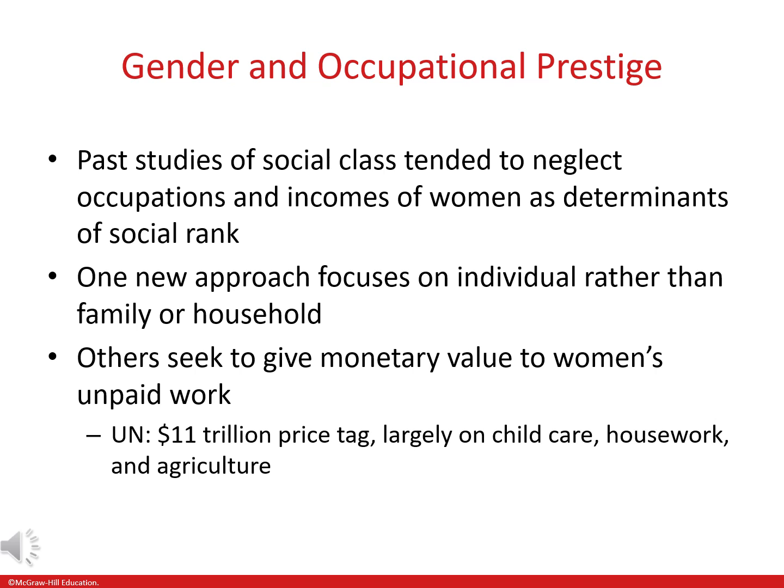Gender and occupational prestige. Past studies tend to neglect the occupations that women would usually take. So a new approach focuses on the individual rather than the family or household. Instead of looking at family income, we can put more of a monetary value on the work that women do at home. Sometimes a woman could be a therapist to the family members. She could be the cook, the cleaner, a medic. And according to the UN, that would carry an $11 trillion price tag.